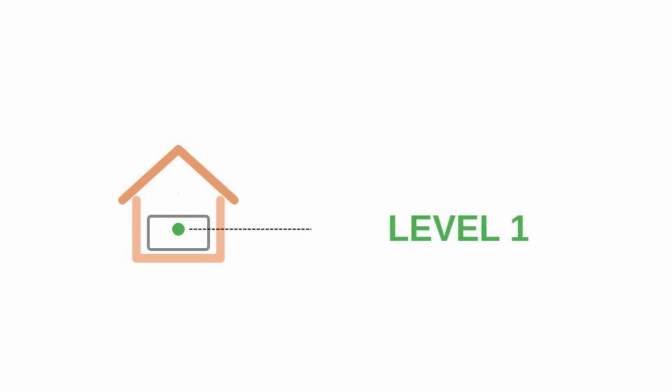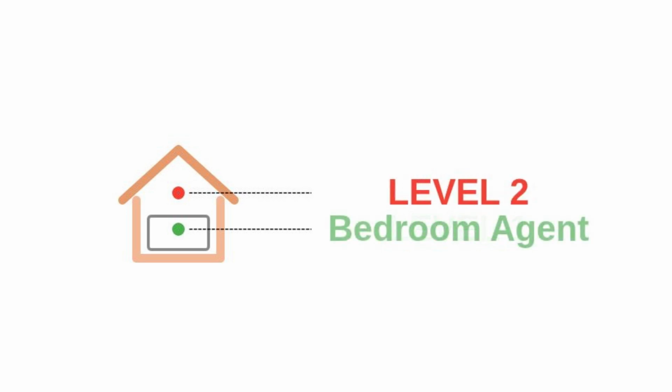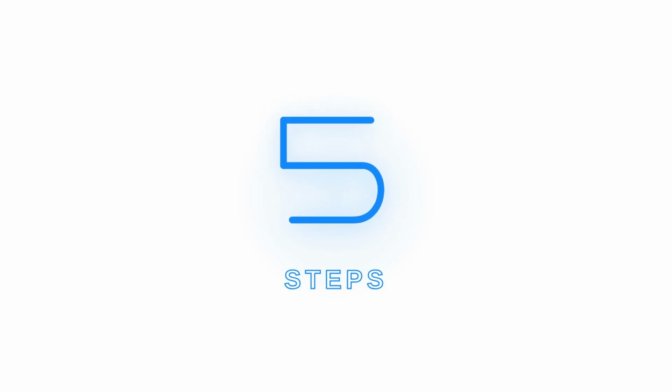In this video, I'm going to show you how to set up a two-level agent system where each room gets its own dedicated area agent, like this bedroom agent, that handles local decisions and only alerts the home agent when something critical happens, giving you fine-grained control without the notification overload. All right, let's do this in 5 steps.